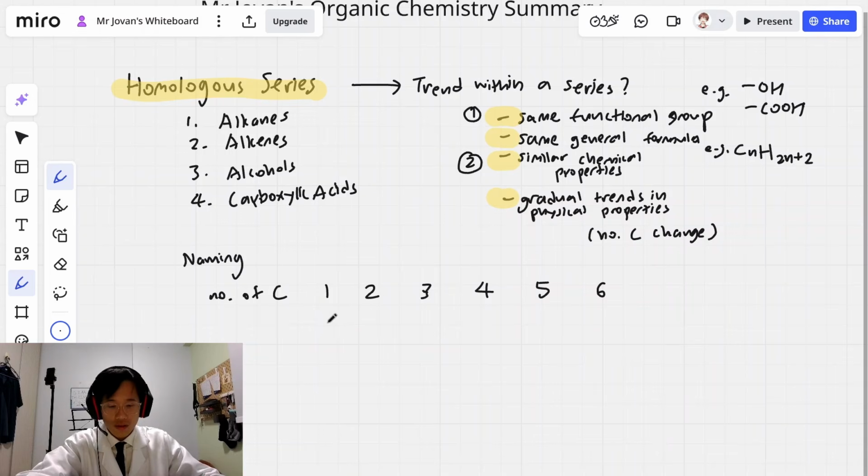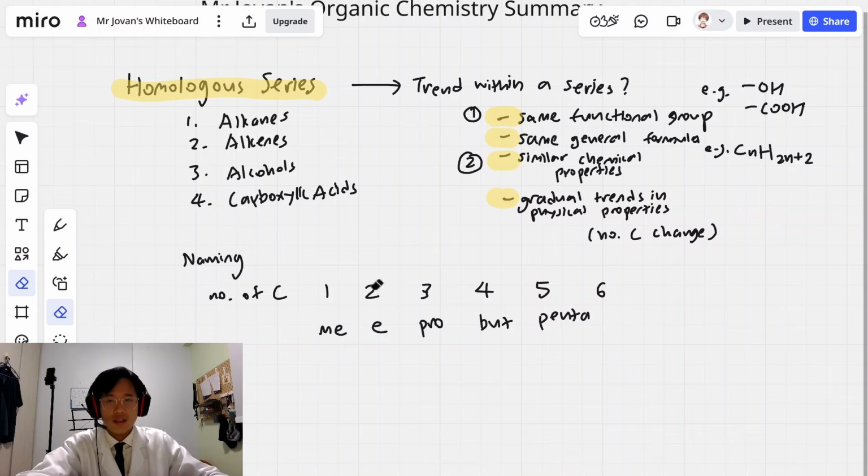If there's 1 carbon atom, the name will always start with meth. If there's 2, it's eth. 3, prop. 4, but. 5, pent. And 6, hex. Sorry, 5 is pent. 6 is hex. Let me write it neatly. This is my first online crash course, so please bear with me if I take some time to make some edits here and there.